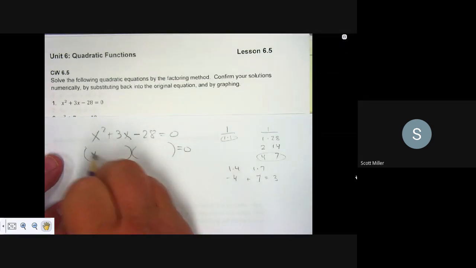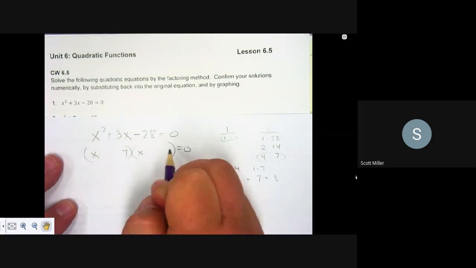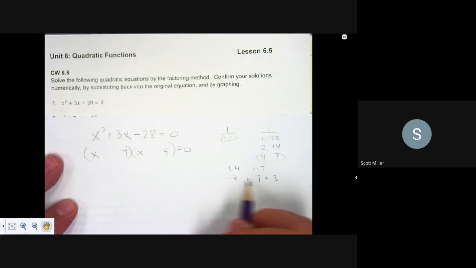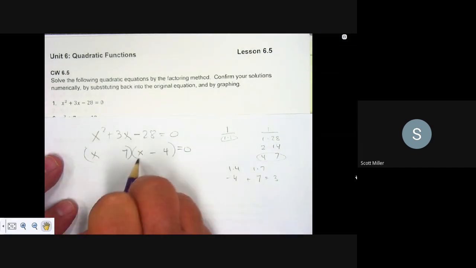So the x's, 1 x is going in the front, the 4 and the 7 in the back. But the 7 has to be positive, the 4 has to be negative. That's the negative, and that's the positive.